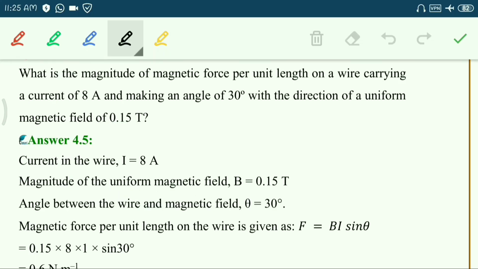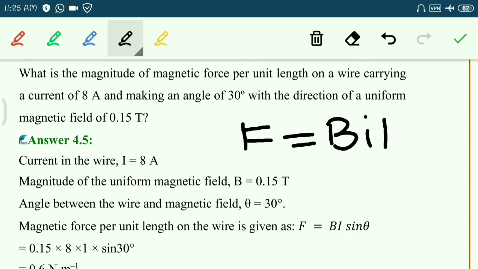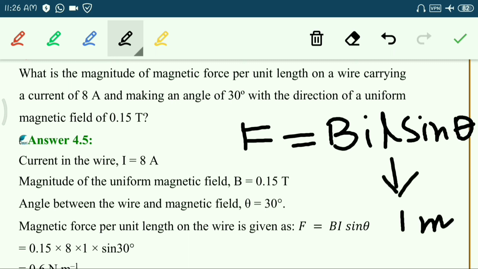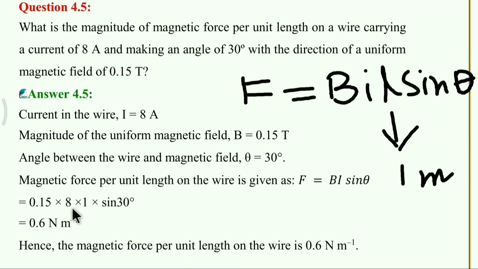The formula is F is equal to BIL sin theta. Here L is equal to 1 unit length, so it will be 1 meter. That's why only BI sin theta is there. Then we put the values: 0.15 into 8 into 1 into sin 30 degree. Then it will be 0.6 Newton per meter. So this is the magnetic force per unit length.